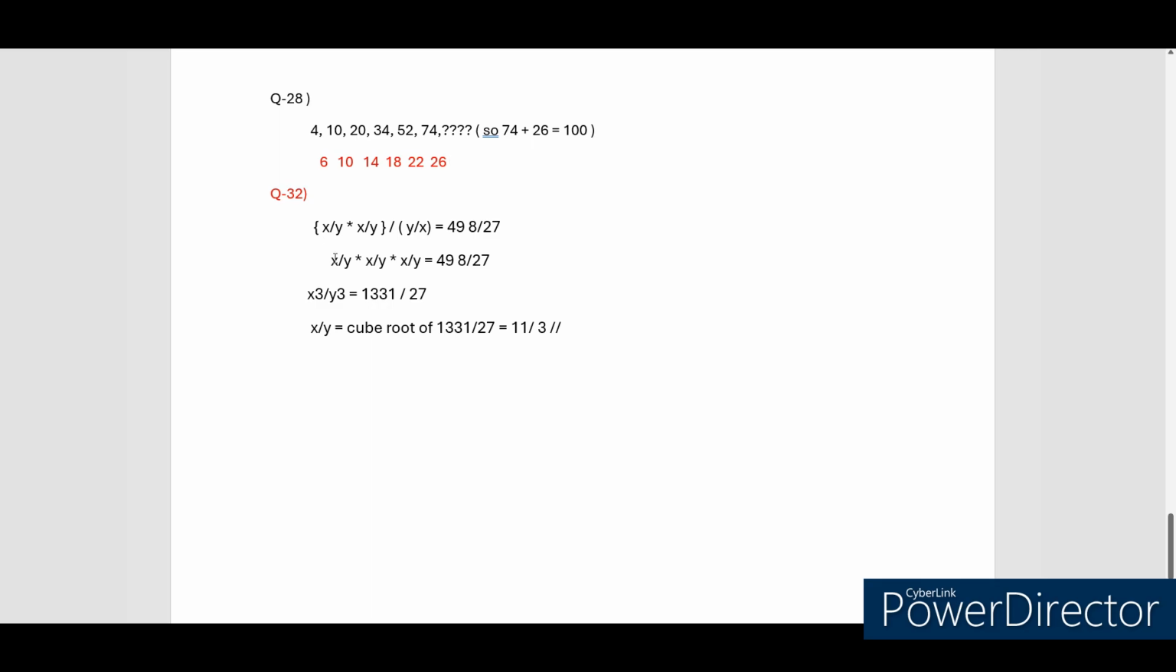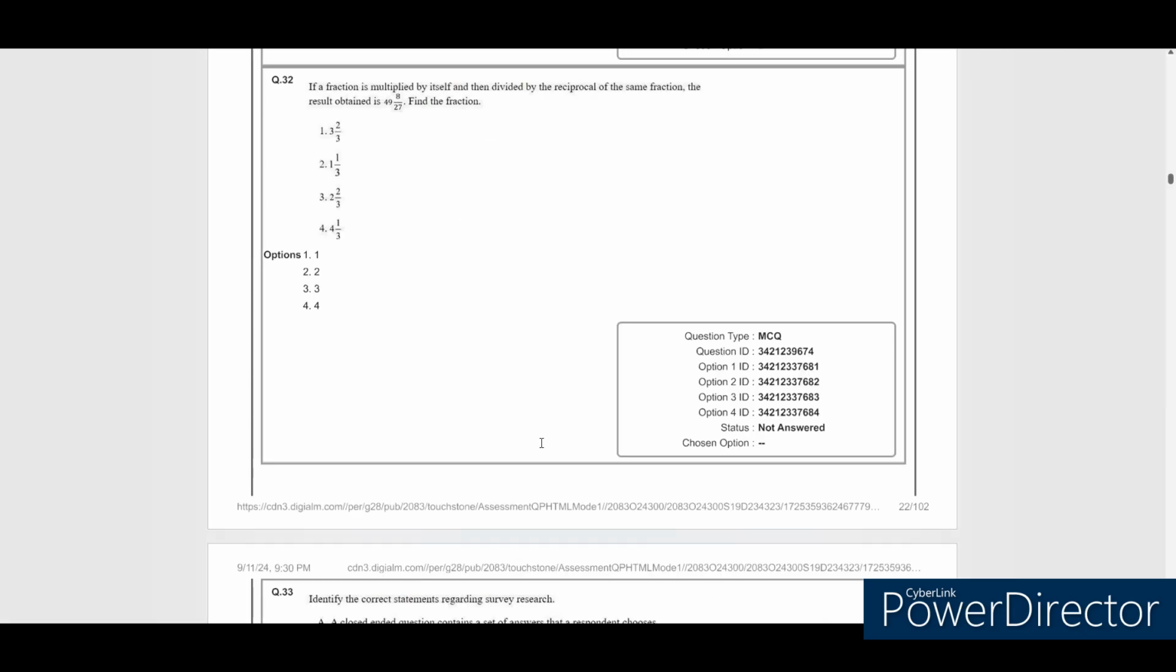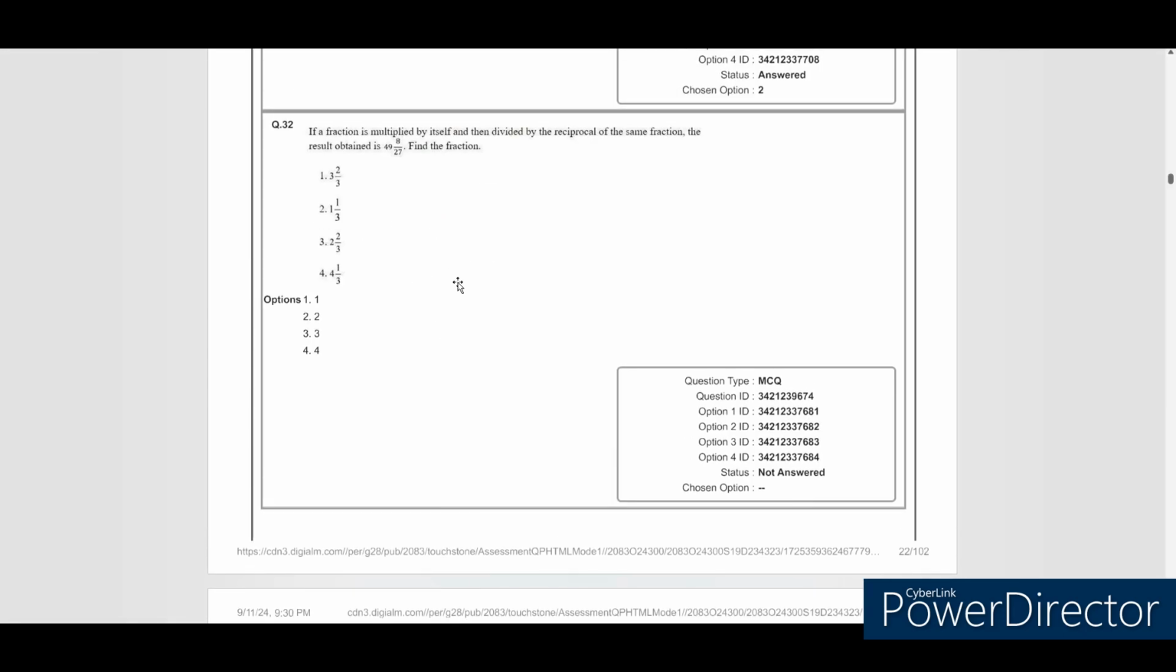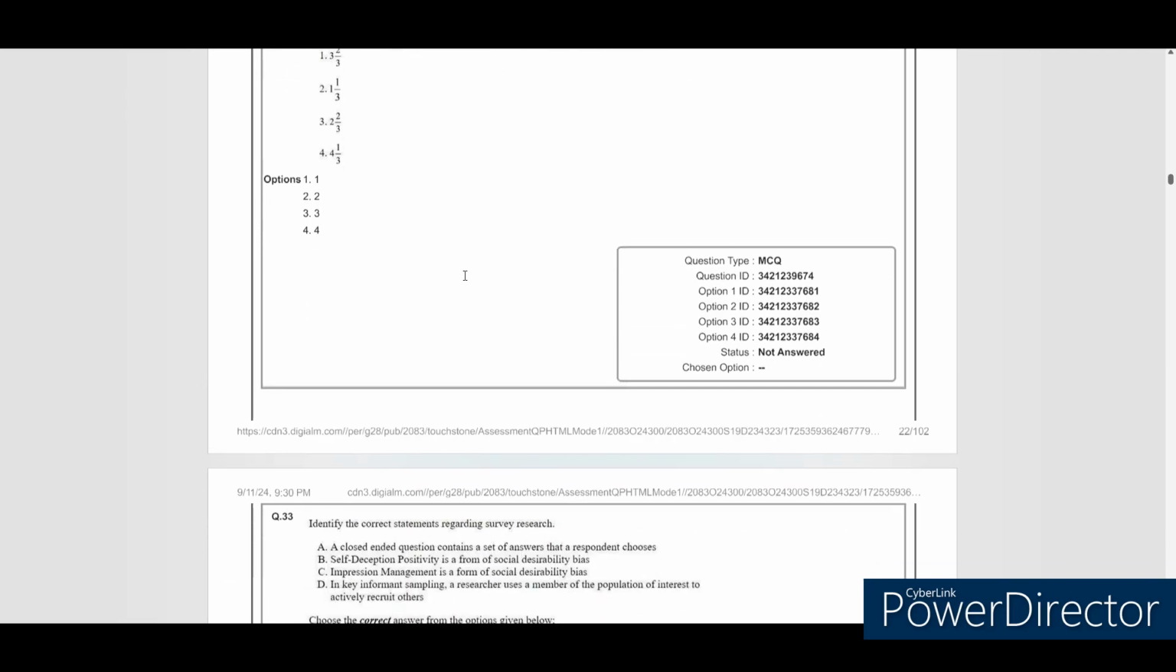X by y multiplied by x by y divided by y by x is equal to 49 by 27. So if you solve it, x cube by y cube is equal to 1331 by 27. So x by y will be the cube root of 1331 by 27. So the answer is 11 by 3, which is very easy for me. So I will answer this question at the first attempt.